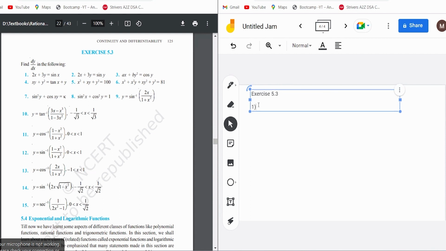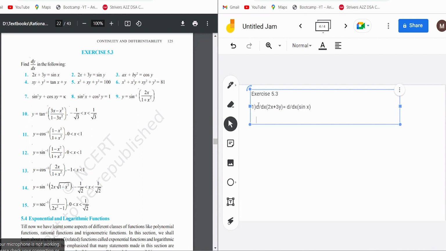Let's do question number 1. What's there in question number 1? Find dy by dx of these things. Okay, so let's start. Again, I'm saying this is an implicit function. So to differentiate an implicit function, we will take differentiation on both sides. So do it like this: d by dx of 2x plus 3y equal to d by dx of sin x. Simple.